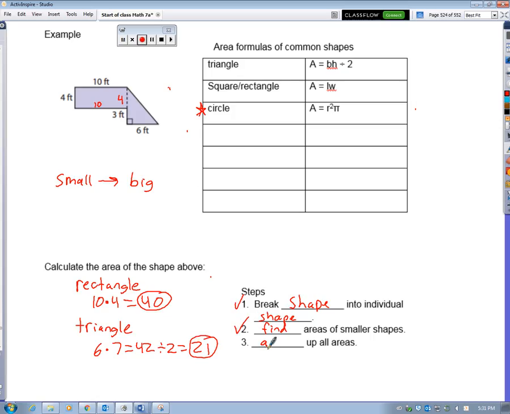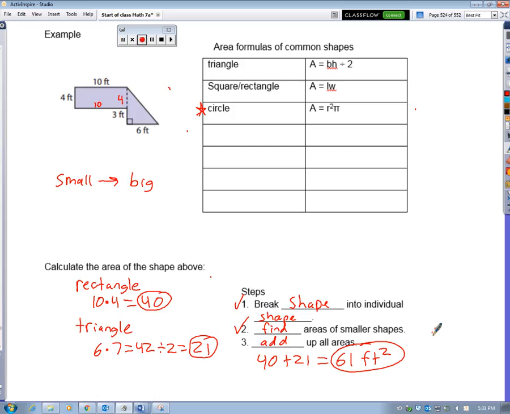Now I just want to go to our last step. I'm going to add up the areas. I have 40 plus 21 equals 61. Again, I'm writing that out just for the purpose of this lesson. And look, now we have some units. So this is in feet. So we'd call it feet squared, feet to the power of 2. And that is the area of our first composite shape.